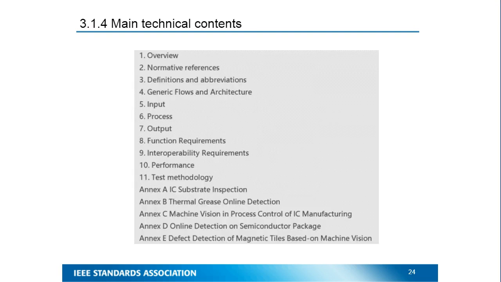With the definition of general flows and the system architecture of the online detection system, the working group defined input, process, and output in sequence. In addition, the function, interoperability requirements, performance, and test methodologies are characterized. To facilitate the use of this standard, the working group also gave 5 examples for IC substrate, thermal grids, IC manufacturing, semiconductor package, and also magnetic tiles.